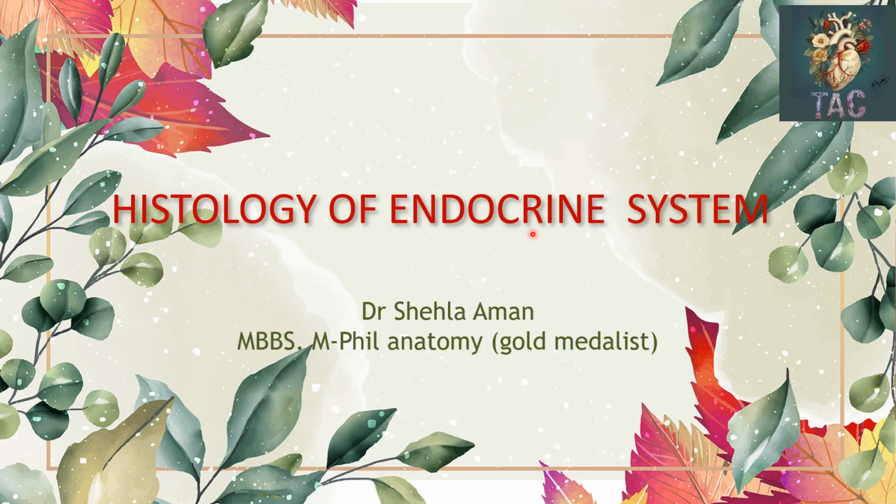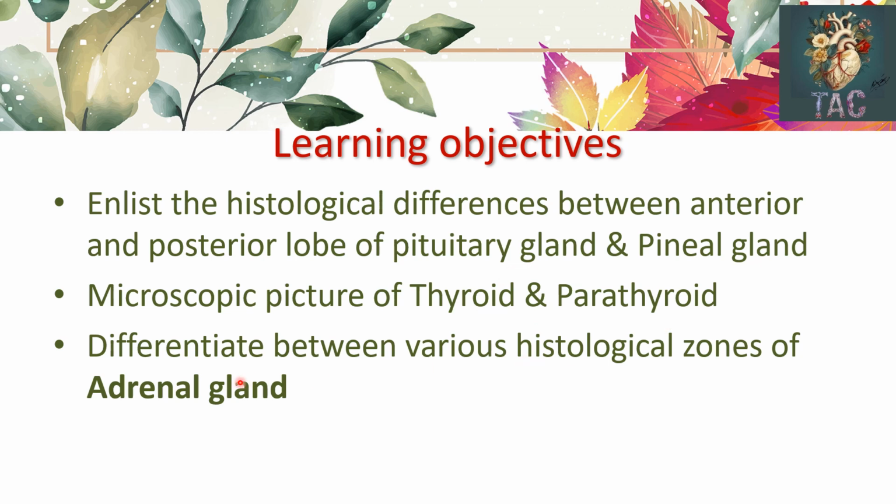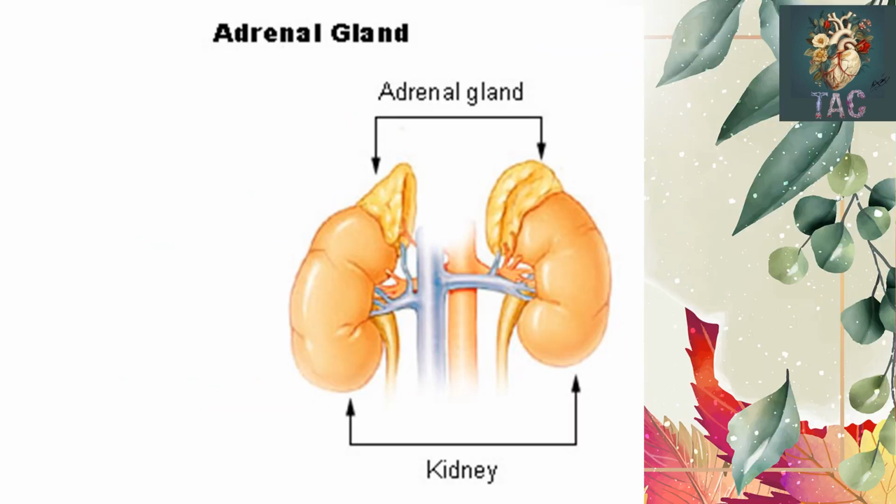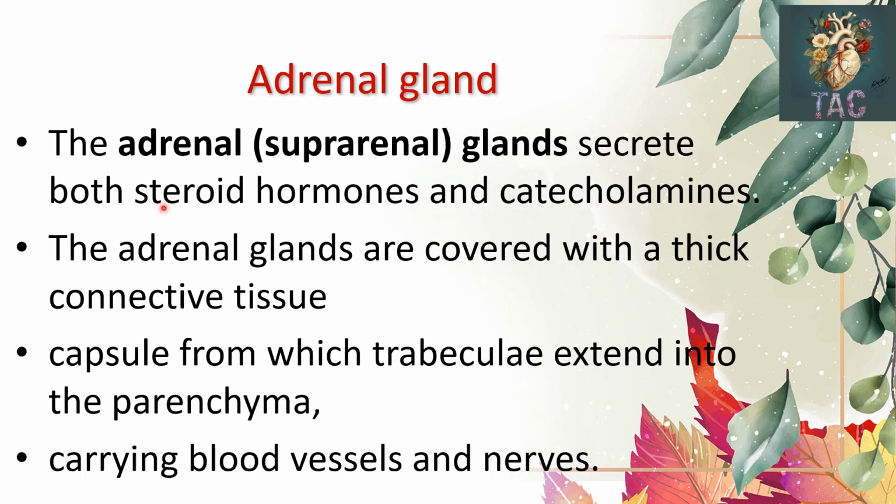In today's histology class of the endocrine system, we are going to discuss and differentiate between various histological zones of the adrenal gland. So adrenal glands are the triangular shaped glands. They are present at the superior pole of both the kidneys and are embedded in the perirenal fat. They are covered by the thick capsule, and this capsule sends in septa and divide the parenchyma. So adrenal glands secrete both the steroid hormones and the catecholamines.